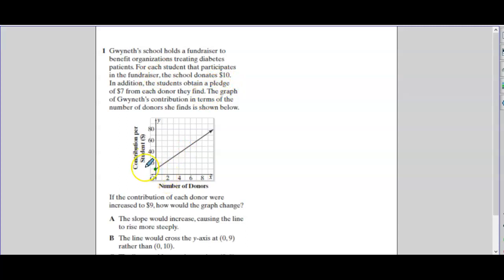It says contribution per student. So they're going to get 10 no matter what. Each student's going to get $10 from the school. So that is already, before you even get any donors, any people that are pledging money through your name, you have $10. In addition, the students obtain a pledge of $7 each day from the donor that they find. The graph is Gwyneth's contribution in terms of the number of donors she finds, and that's shown below.